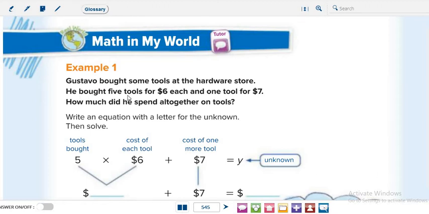Again, he bought 5 tools for $6 each. For $6 each, this suggests to multiply. We have 5 tools and $6 each, so we need to multiply 5 times 6. This is the first step. And 1 tool for $7 suggests to add, because the question is how much did he spend altogether? We need to add on tools. So 5 times 6 plus $7 for the other tool.